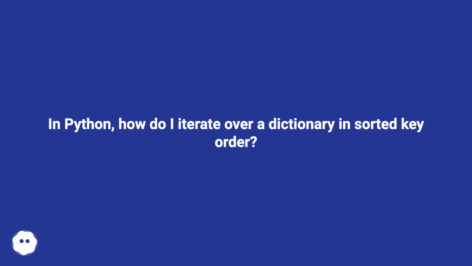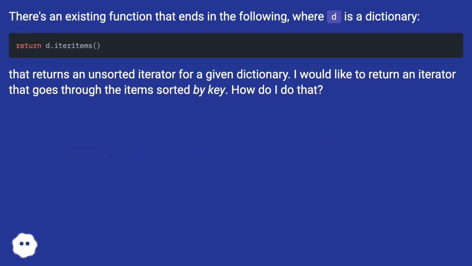In Python, how do I iterate over a dictionary in sorted key order? There's an existing function that ends in the following, where D is a dictionary. That returns an unsorted iterator for a given dictionary. I would like to return an iterator that goes through the items sorted by key. How do I do that?